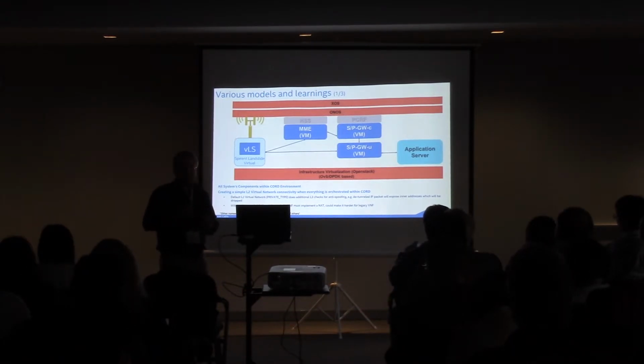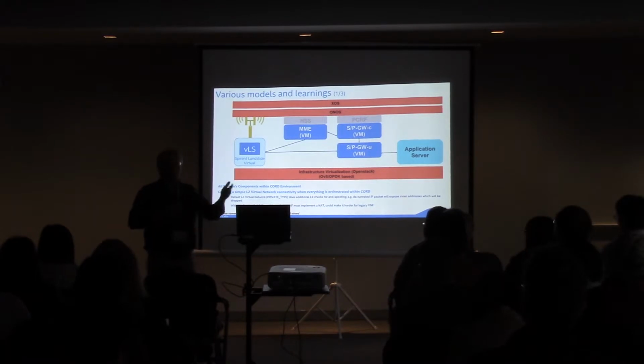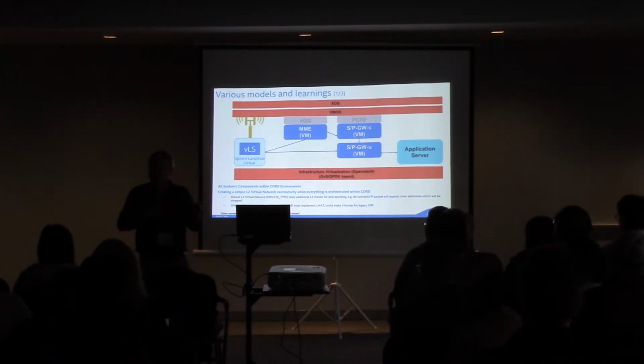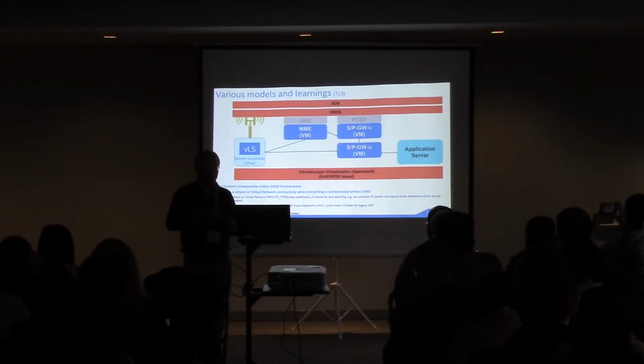So in this case, for example, all the services, including the eNodeB and the application servers, are part of the tenant. So they are known to CORD. CORD knows the IP addresses of all these interfaces. Everybody is in the same box, if you want, right? So that seems to be one of the easiest models.